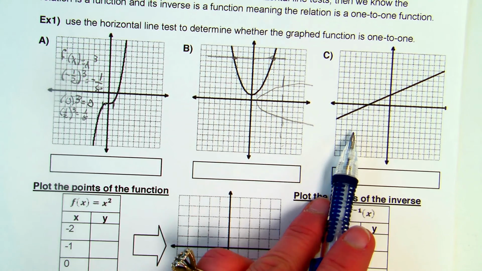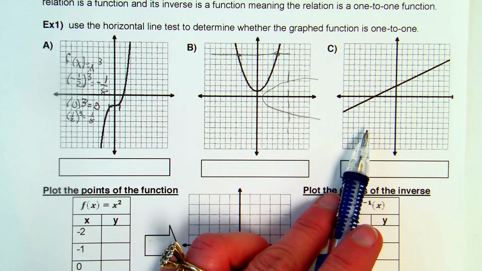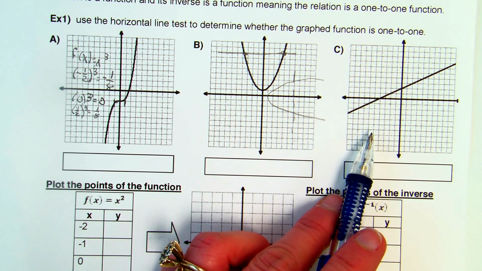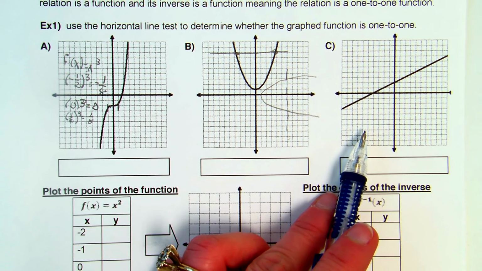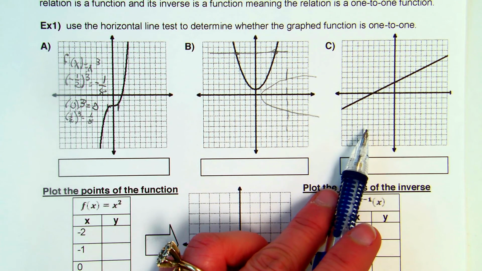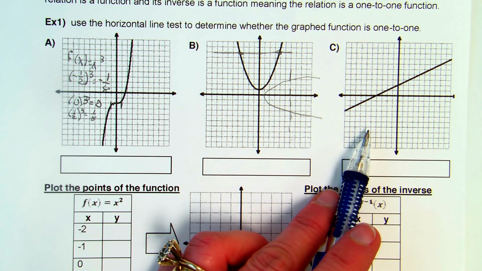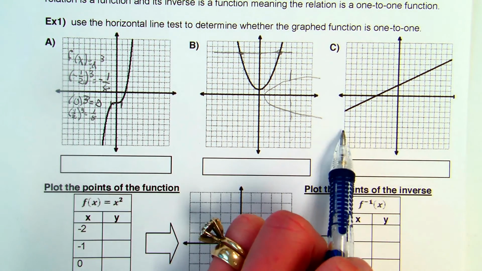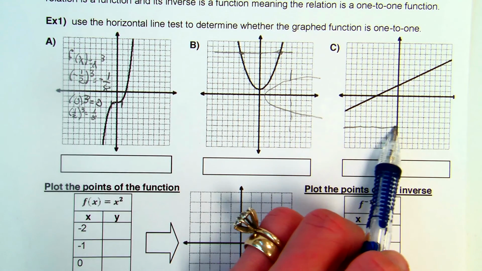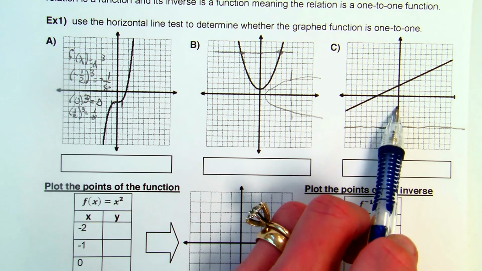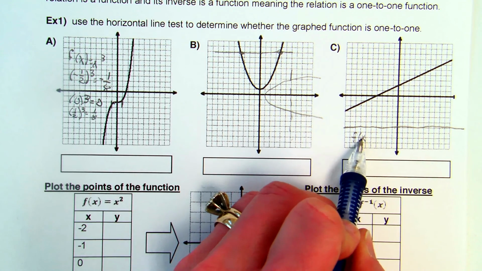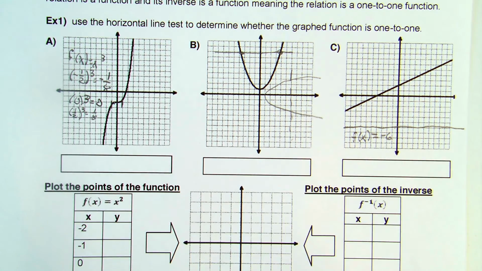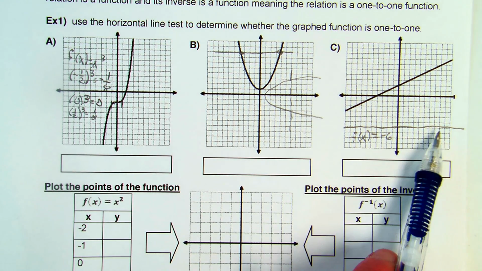Can you think of any cases where a line will not be a one-to-one function? See if you can think about it. See if you can come up with a linear function that would not be a one-to-one function. What would fail the horizontal line test? If you had a constant function, if you had the equation f of x equals -6, any constant function would fail the horizontal line test. All these y values are -6.